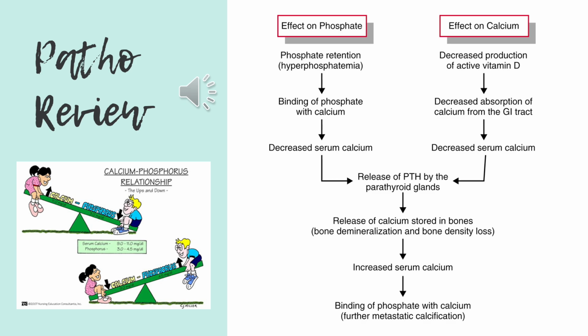Now let's talk about a couple of clinical considerations. Interventions for this imbalance often include phosphate binders to help reduce serum phosphate, vitamin D supplementation to help improve calcium absorption, and dietary restrictions on foods that are high in phosphorus.